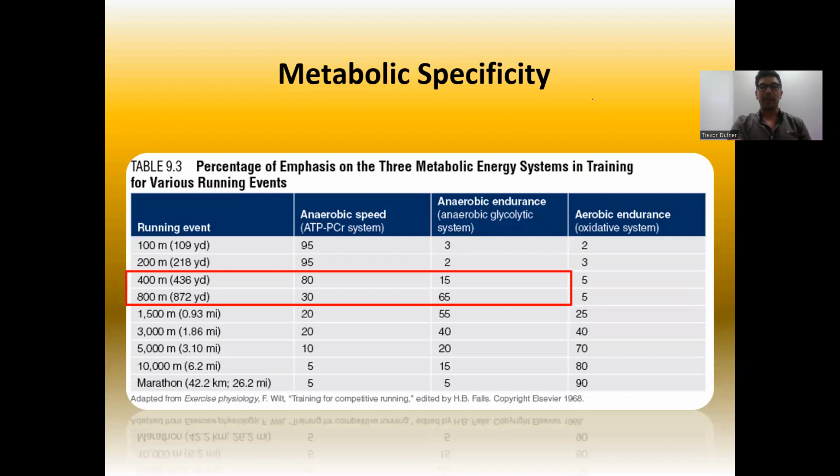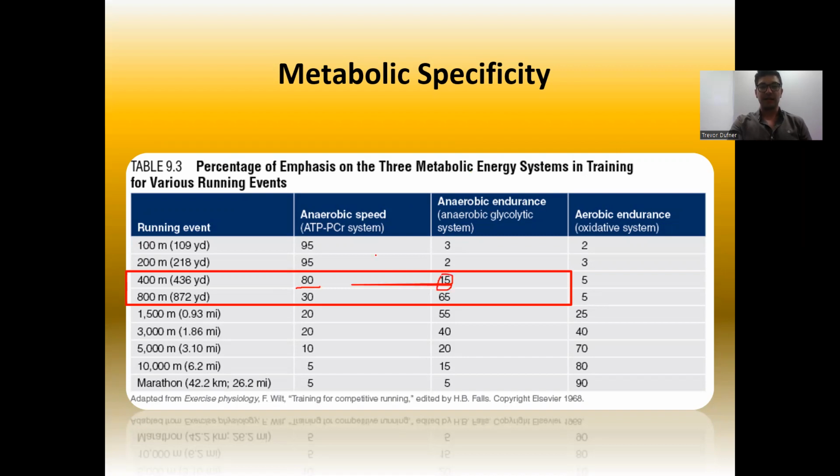And here we're looking at metabolic specificity. So again, you're looking at how you're training. If you're going to run a 400 meter dash, what are you relying on? What energy system are you relying on? Well, we see here, you're relying heavily on the phosphagen system and on anaerobic endurance.